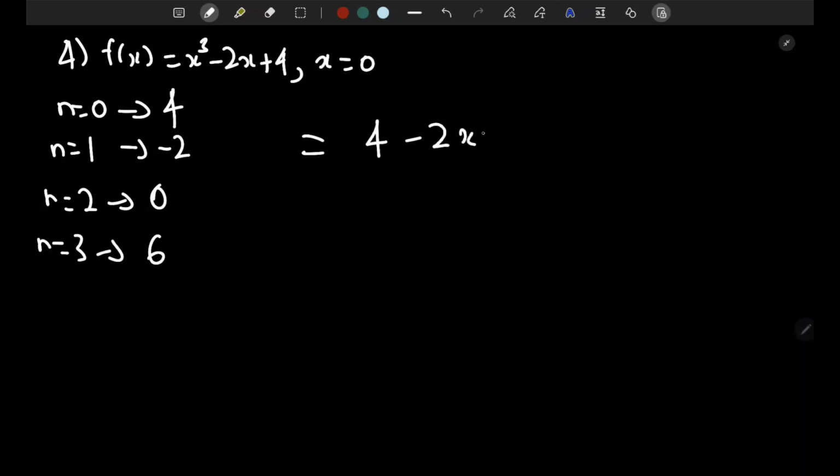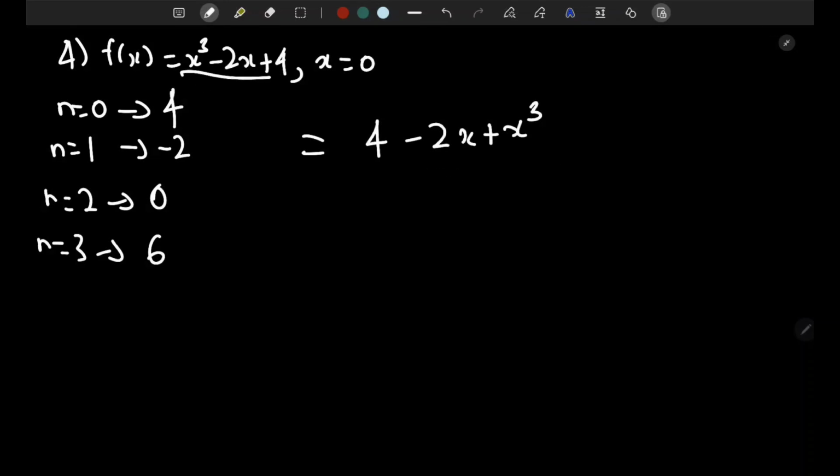And the next one is a 0, so we can just skip that. And the last one is 6, so plus 6 x to the power of 3 over 3 factorial, which cancels out the 6 with this one. And what do you notice over here? We got the exact same function as our answer, right?